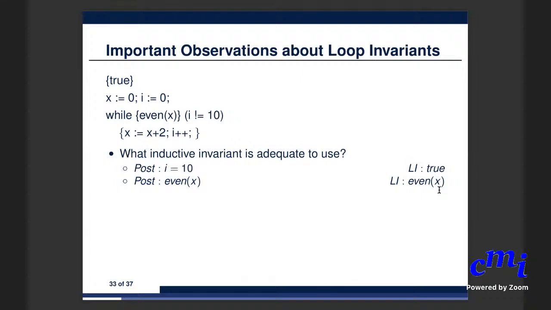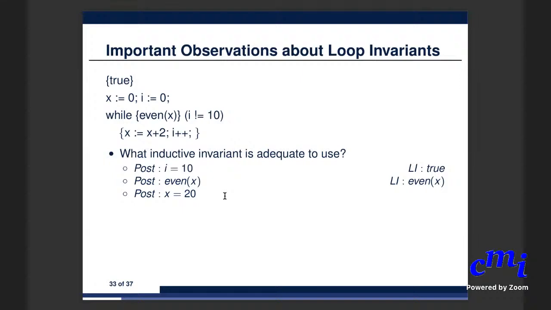If my post condition itself is inductive for that loop, then I can get away with proposing that itself. Of course, I'll have to check that it satisfies the initiation condition. So if this one itself is inductive, and I'm only required to show that it is an invariant, that it is satisfied the first time, then also it is fairly easy. But if your post condition is something like x is equal to 20, this is a case in which my post condition is not inductive.